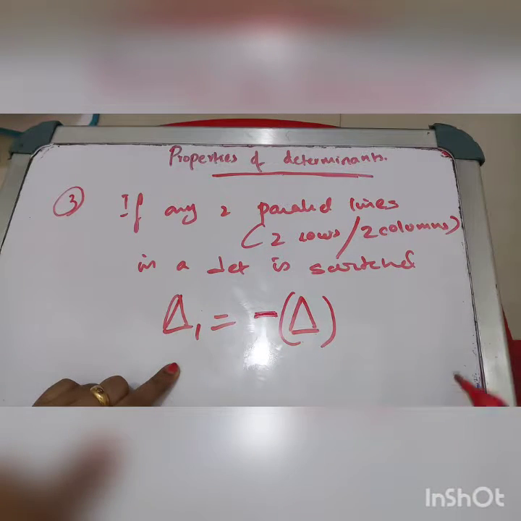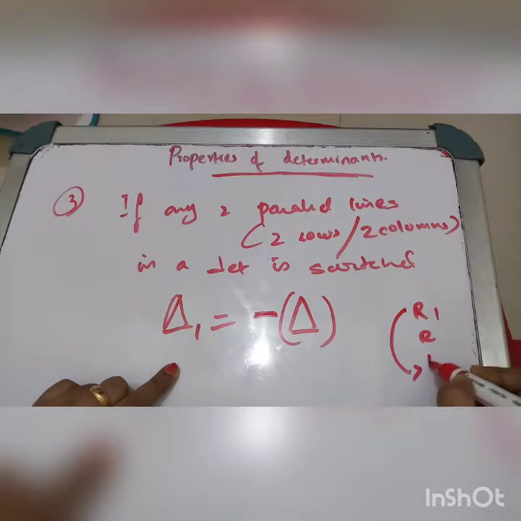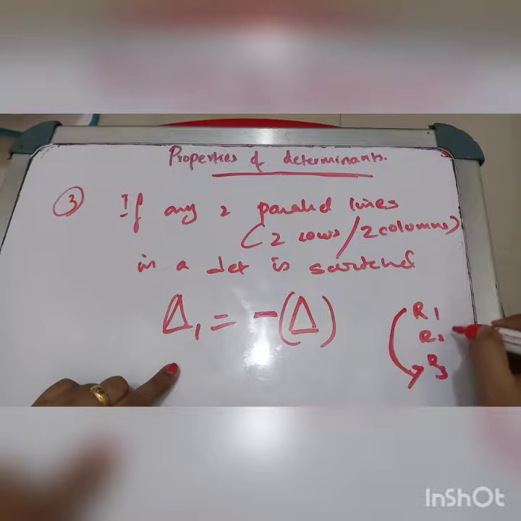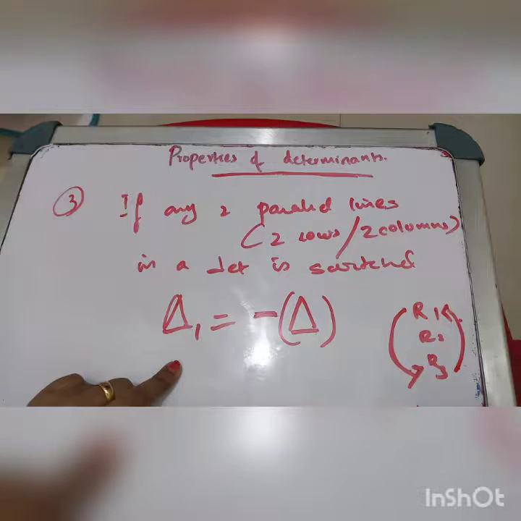That is, if you are interchanging the positions of any two rows, say this is a matrix with 3 rows, and you switch the position between R1 and R3, R1 is brought to R3 and R3 is taken to R1's position, the determinant will change its sign. The same is true for switching the position between columns. So this is the third property.